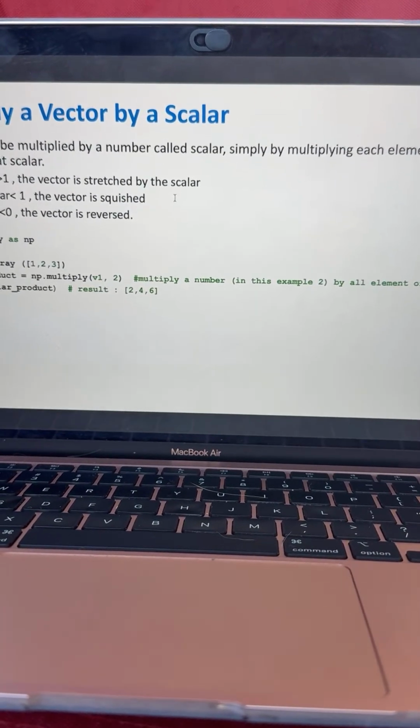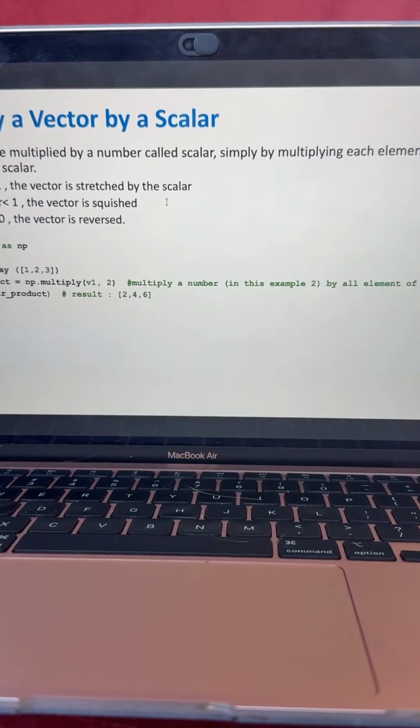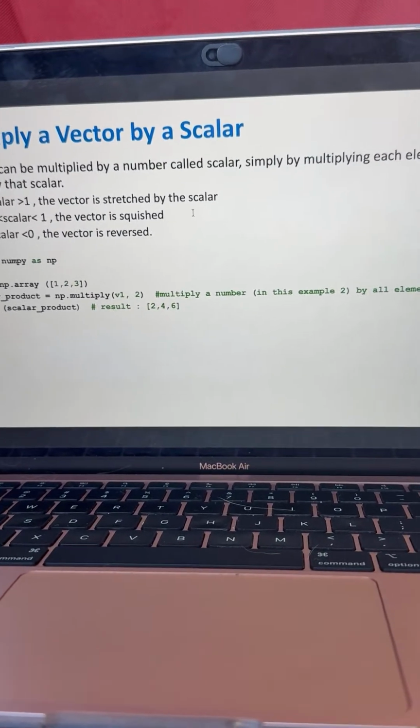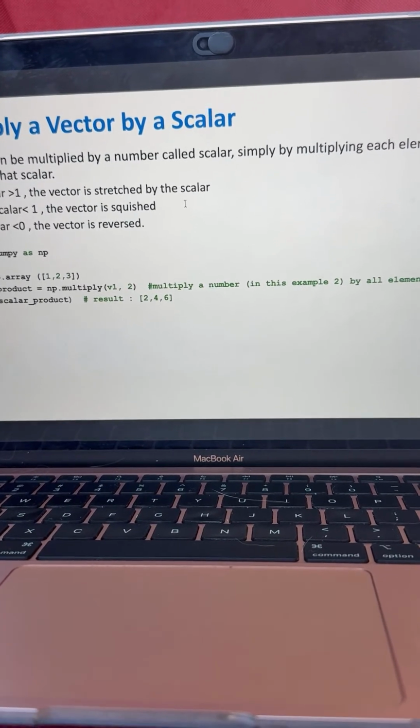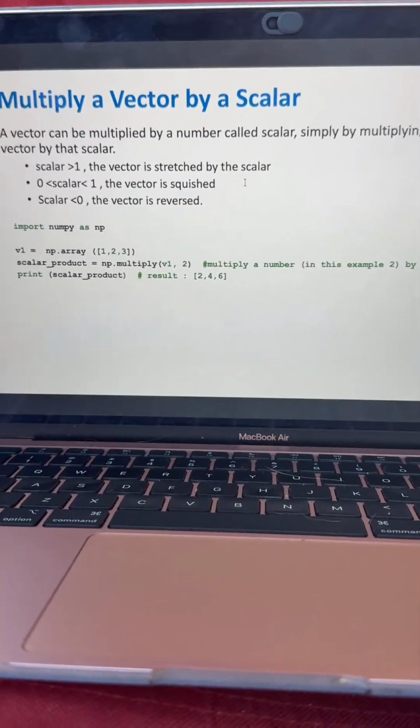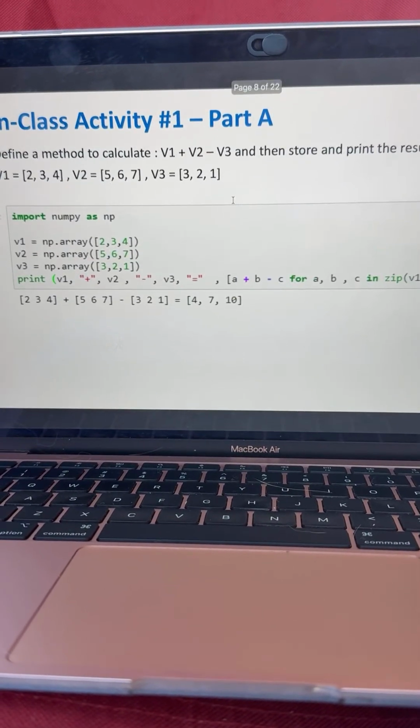So the scalar product is np.multiply. That's the function that you use on NumPy to multiply a vector by a scalar. So that's the result. Right?